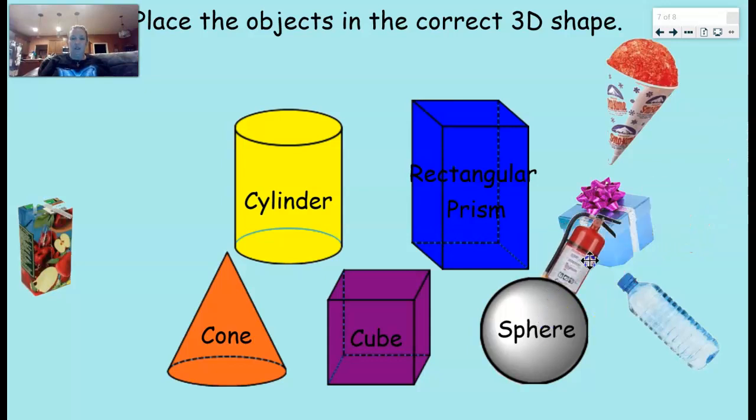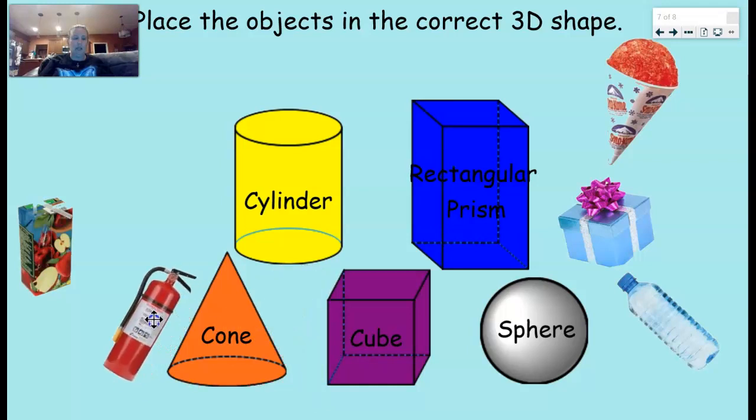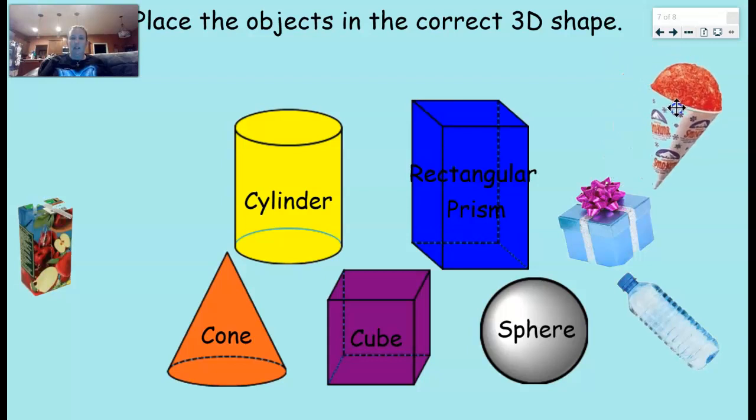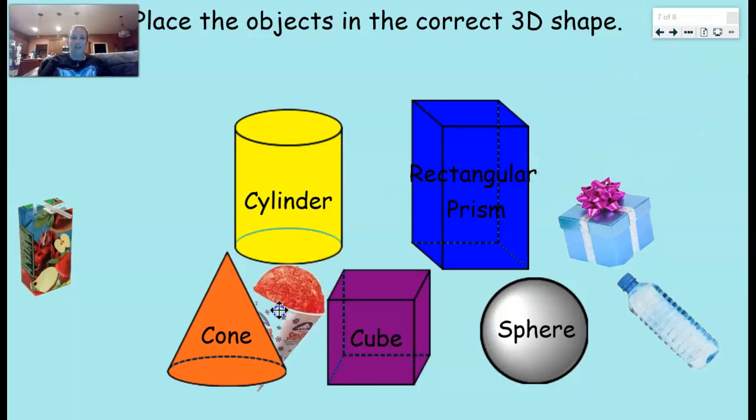Is it a sphere? No, it's not round. It doesn't have 6 flat sides. It's not pointy on top. You may think it is, but it's not like a cone. Ooh, cylinder. Let's see. 2 flat faces and curved around in the middle. Yep, it's a cylinder. What about this? Snow cone, right? Is a cone.